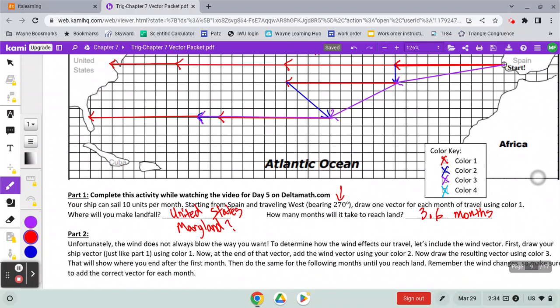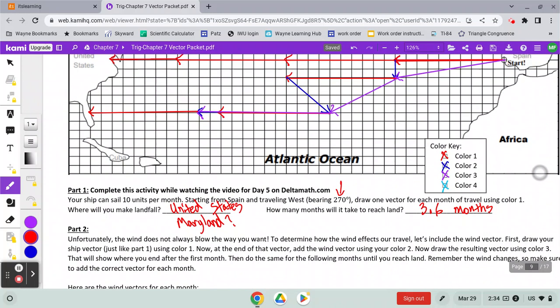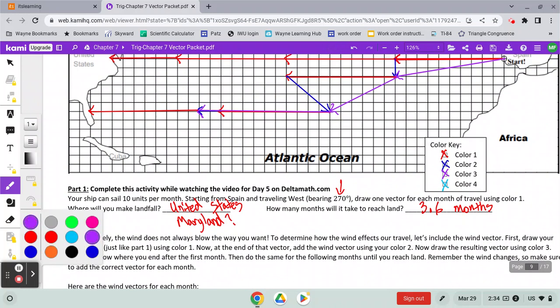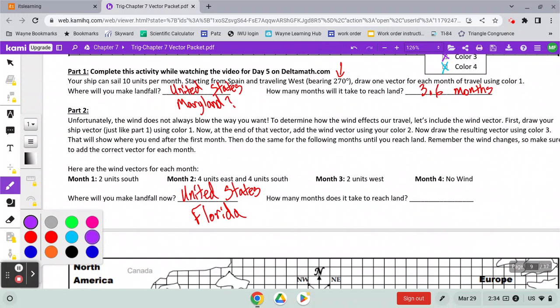Oh, and the one thing I did not do that I still need to do is draw that resultant vector just so it's consistent. Now that time the resultant vector is the exact same, so it's kind of an unnecessary step, but that way that purple tracks where we were at each month that passed. So how long did it take to reach land? 4 months.